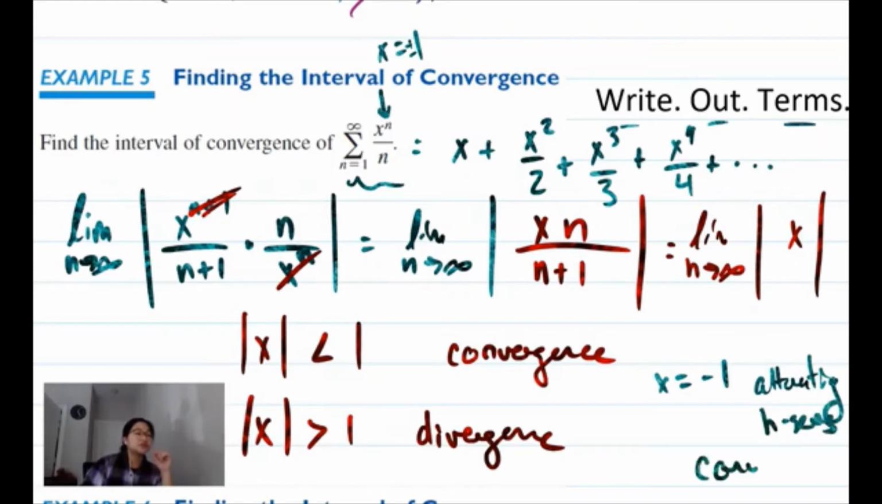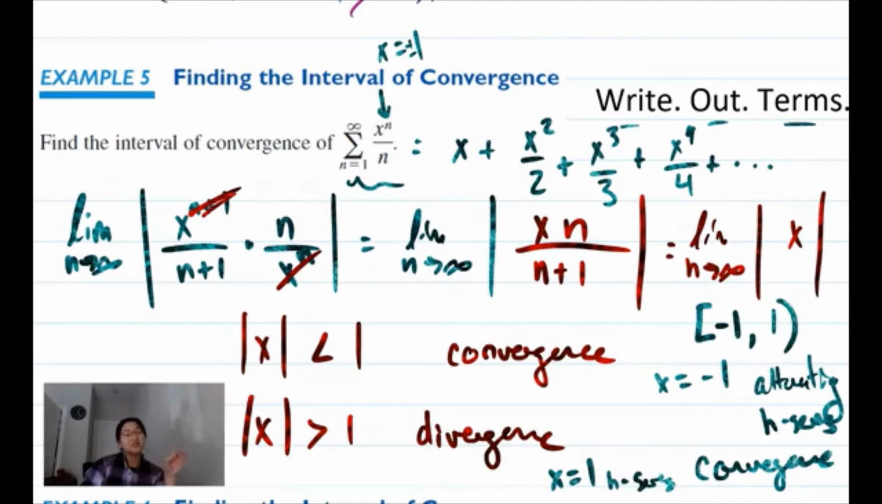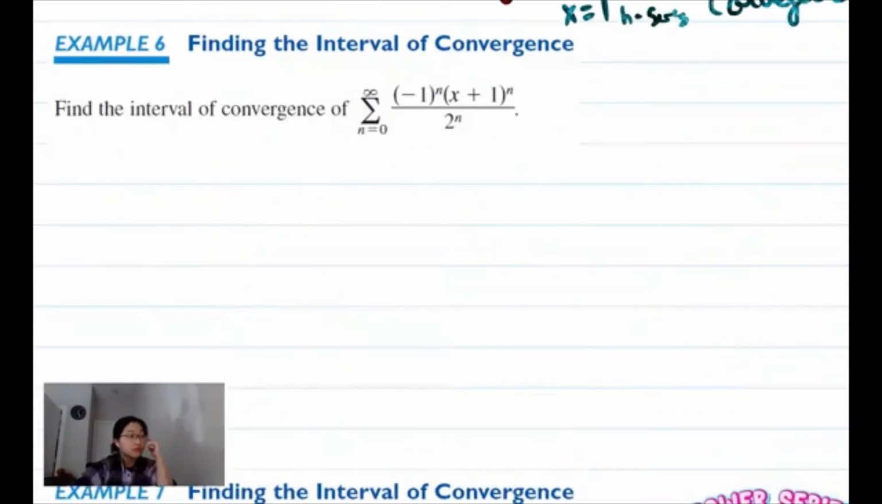So we have convergence, so we can include -1 in our interval of convergence. But when x equals +1, we have a harmonic series which diverges. So +1 is not included in our interval of convergence. So our interval of convergence here includes -1 and does not include +1. That's our interval of convergence.